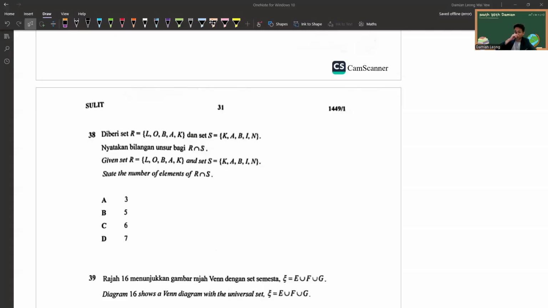Then question 38. I'm given set R and set S here, with elements inside. Name the number of elements for R intersect S. We look at the intersection between R and S, the common elements. Both have A, both have B, and both have K. So there are 3 elements in common. I, O here, and L are different. So the intersection has 3 elements. Answer is 3 elements for question 38.